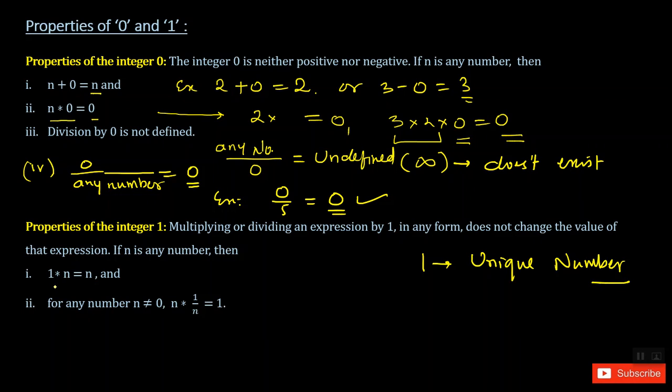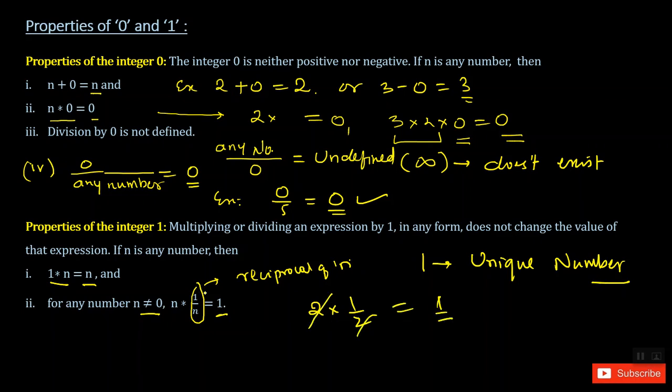That is, 1 multiplied by any number, the result is that number itself. Other thing, for any number n which is not equal to 0, n times 1 by n. So 1 by n is represented as the reciprocal of n. This is called the reciprocal of n. Okay, so a number multiplied by its reciprocal always results in 1. So I can say 2 times 1 by 2. So 2 and 2 just get cancelled out. The result is always going to be 1. Got it?